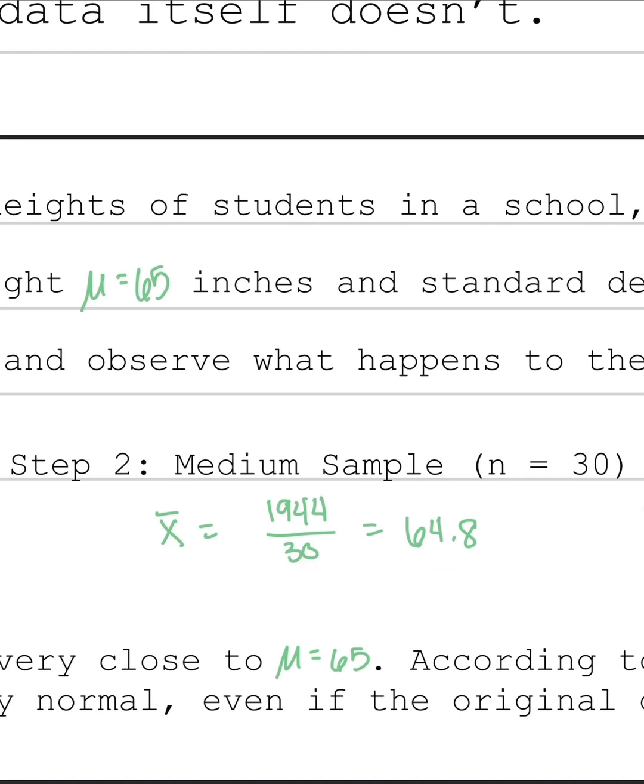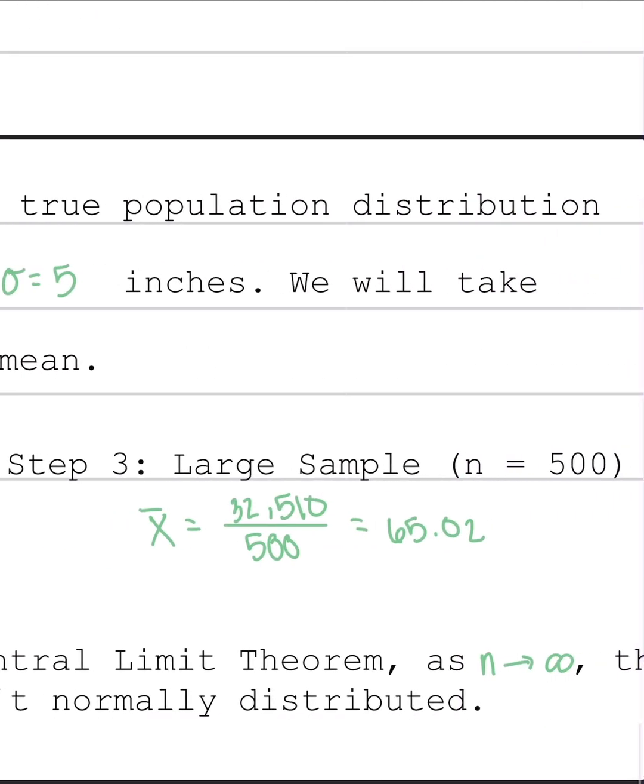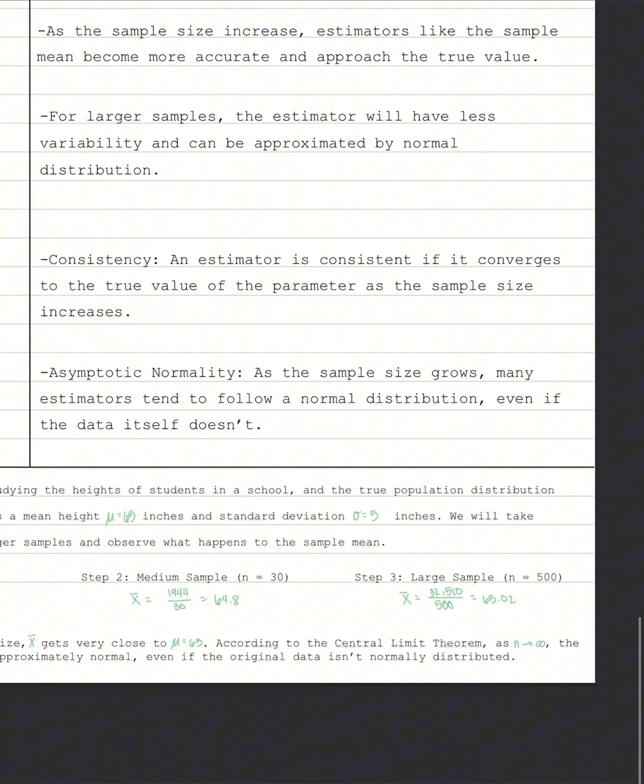And then next, we are going to do our large sample. Okay, so when we add up these 500 kids' heights, pretend that it came out to 32,510. And then divide by that 500, and then you get that 65.02. Okay, and that's way closer to our 65 mean, almost perfect.